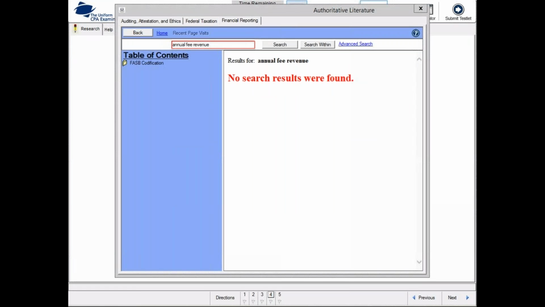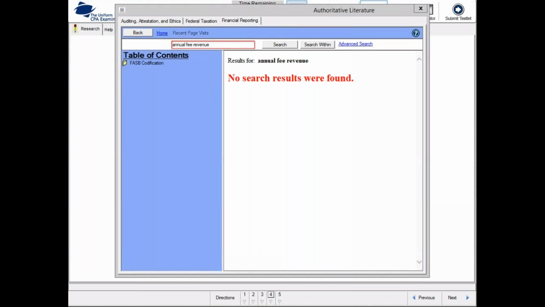So I had picked out a couple of the keywords. There was credit cards, there was credit card fee, annual fee revenue. So I went ahead and used what I thought was going to be one of the best keywords, annual fee revenue, and no results were found. And this might happen. You might have to try a couple different terms and a couple different keywords in order to figure out exactly where the authoritative literature is for the question that they're asking. And that's fine, that's okay.